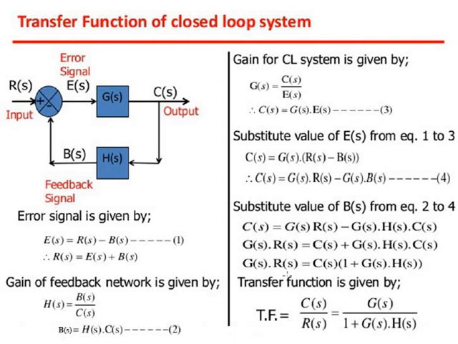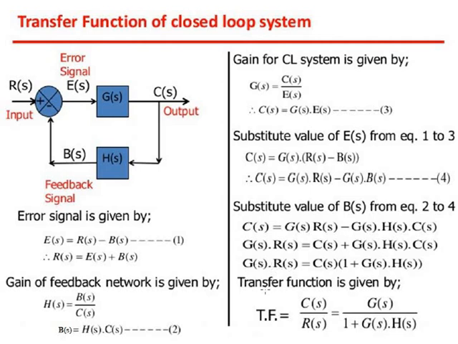Now take this negative term to the left hand side. So our equation will become G(s) into R(s) is equal to C(s) plus G(s) into H(s) into C(s). In this equation C(s) is common, so we can take C(s) common. So our equation will become C(s) into bracket 1 plus G(s) into H(s), and this is our G(s) into R(s) value.